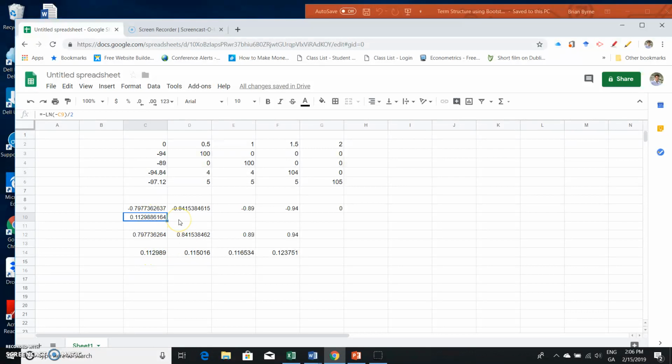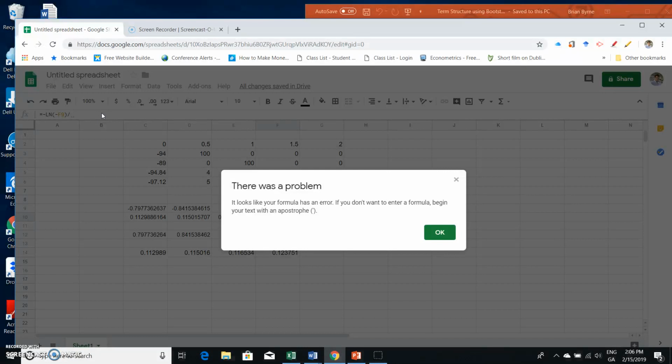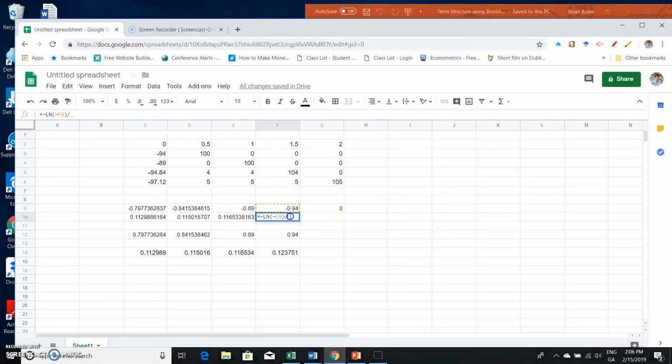If I do that again, we could pull it across, I suppose. And instead of dividing by 2, it would have been 1.5, and we recover the same value. And instead of dividing here by 2, I'm dividing by 1, and instead of dividing here by 2, I'm dividing by 0.5, and I'm recovering the same values.